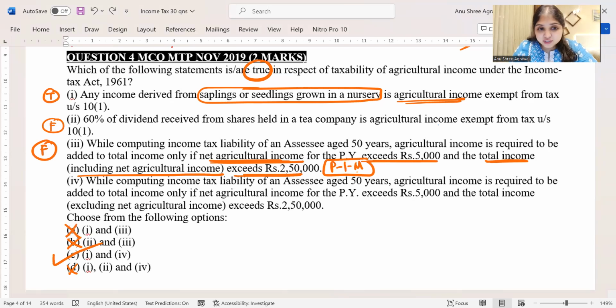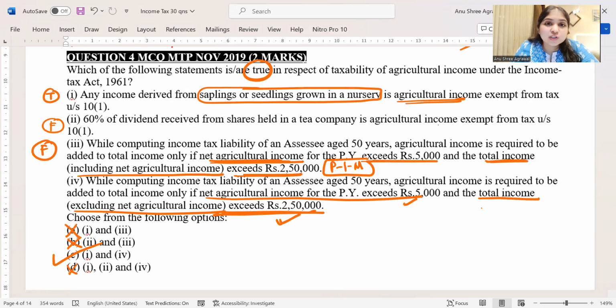The fourth subdivision says, while computing income tax liability of an assessee aged 50 years, agricultural income is required to be added to the total income only if net agricultural income exceeds 5,000. Till here, is it correct? Till here it is correct. And total income excluding net agricultural income, which means non-agricultural income, should be more than 2,50,000, more than the basic exemption limit. This is also correct.